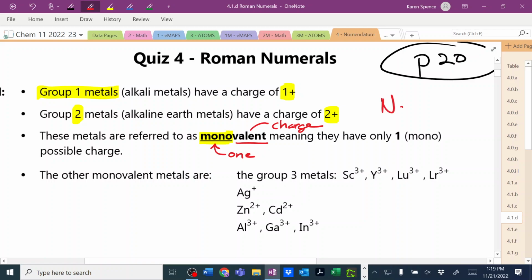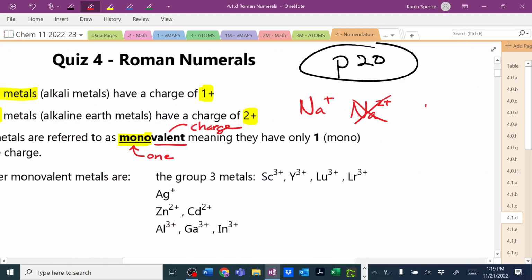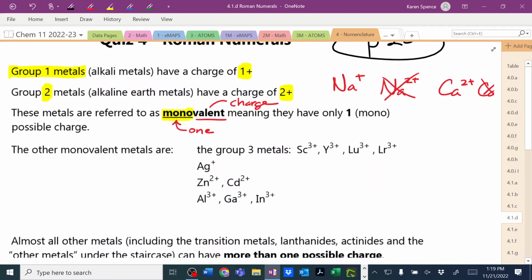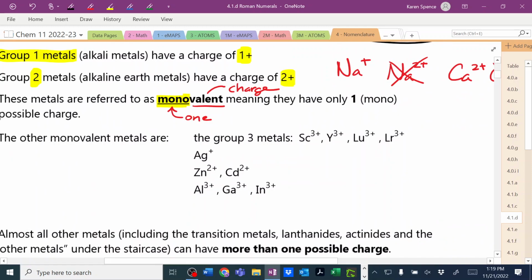Sodium is always just +1. You cannot have sodium which is 2+. It doesn't exist. Calcium, which is in group 2, is always 2+. You can't have, say, calcium +1. It does not exist. However, not however yet, the other monovalent metals are group 3. Group 3 are all 3+.